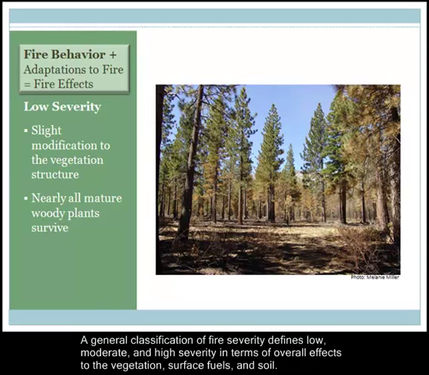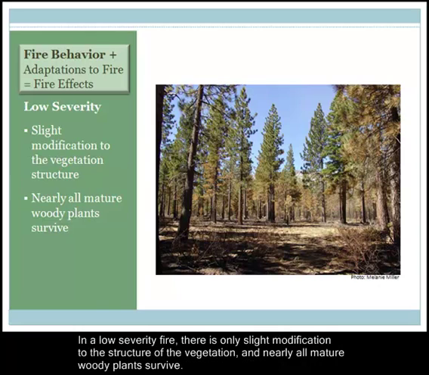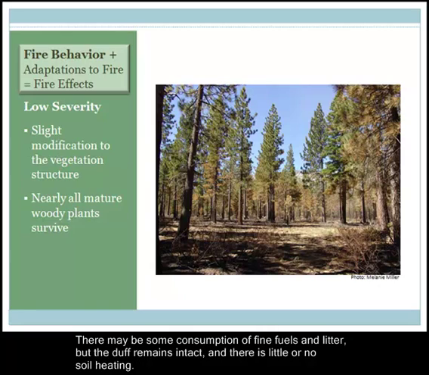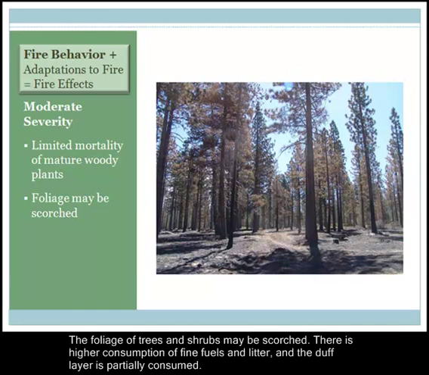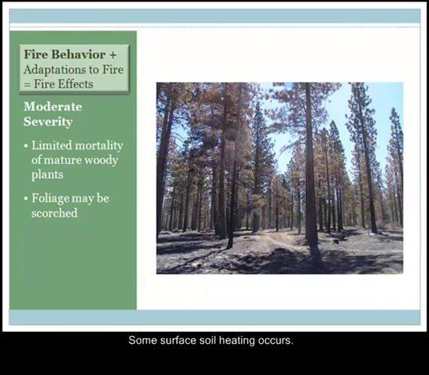In a low-severity fire, there is only slight modification to the structure of the vegetation, and nearly all mature woody plants survive. There may be some consumption of fine fuels and litter, but the duff remains intact, and there is little or no soil heating. In a moderate or mixed severity fire, some stand structure change occurs through limited mortality of mature woody plants. The foliage of trees and shrubs may be scorched. There is higher consumption of fine fuels and litter, and the duff layer is partially consumed. Some surface soil heating occurs.